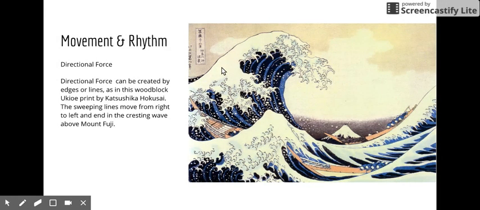Directional force can be created by edges or lines, as in this ukiyo-e print by Katsushika Hokusai. The sweeping lines here, from the right to the left, end in a crescent wave above Mount Fuji.